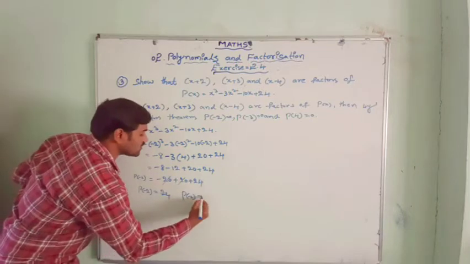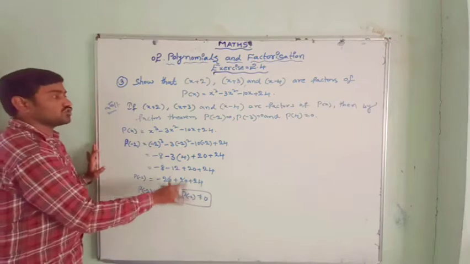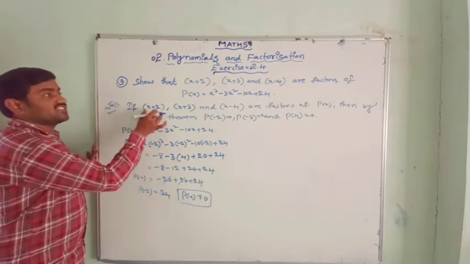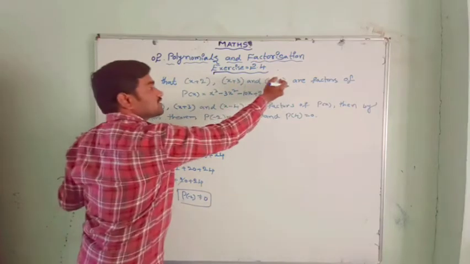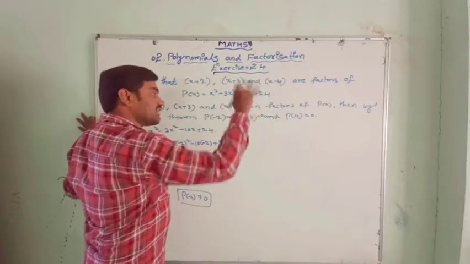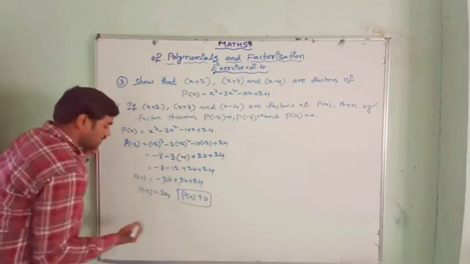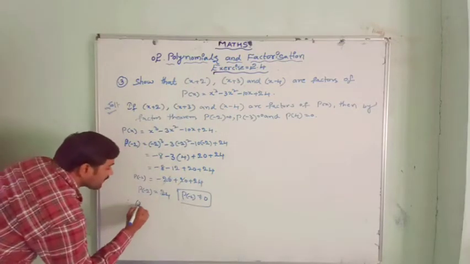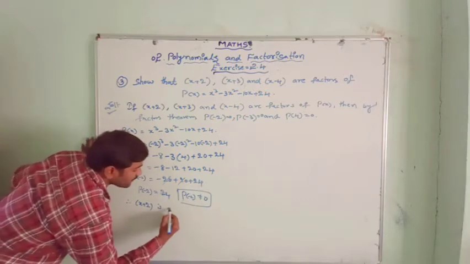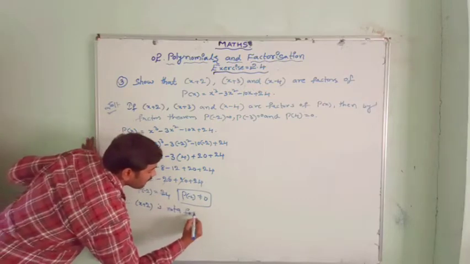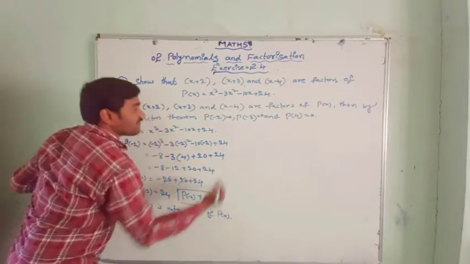That means p of minus 2 is not equal to 0. Then x plus 2 is not a factor of this p of x. This x plus 3 or x minus 4 may be factors, that we have to check. But here it is confirmed that x plus 2 is not a factor. Let us write that. Therefore x plus 2 is not a factor of the given polynomial p of x.